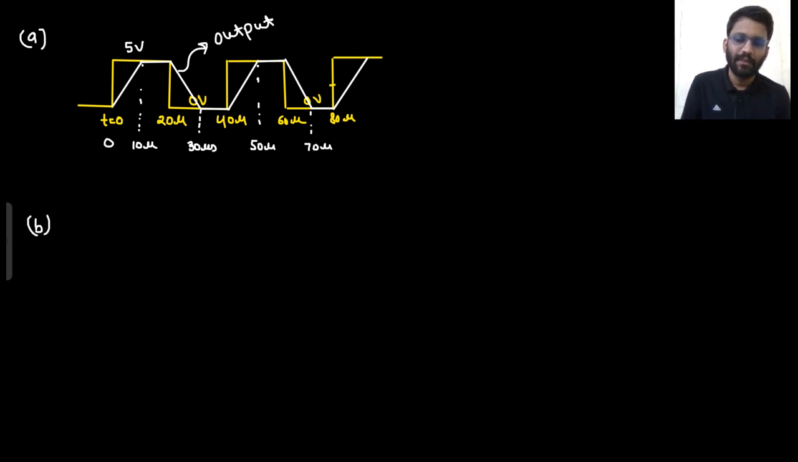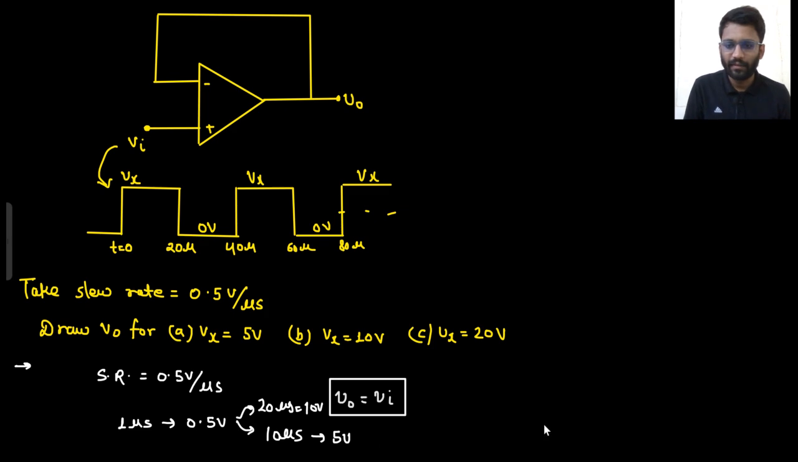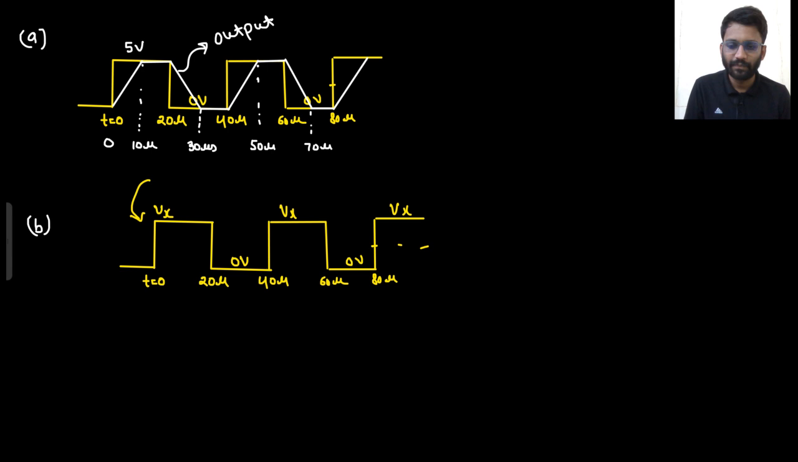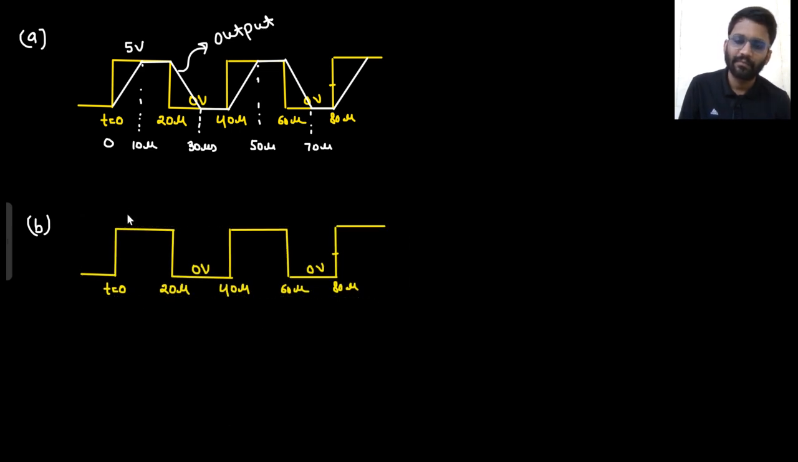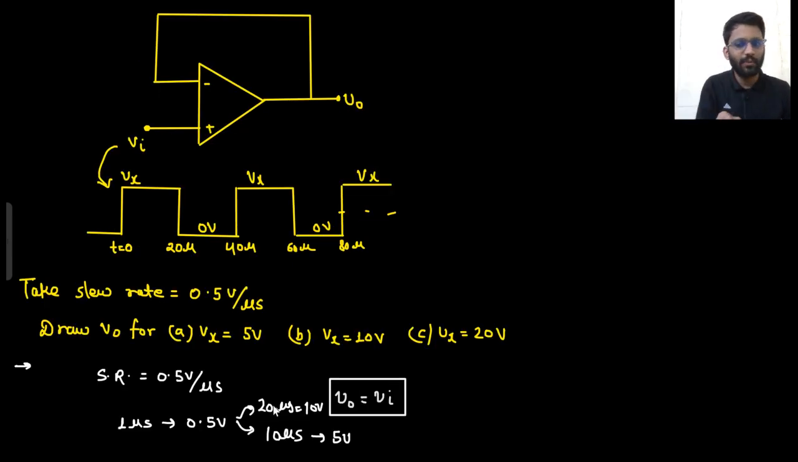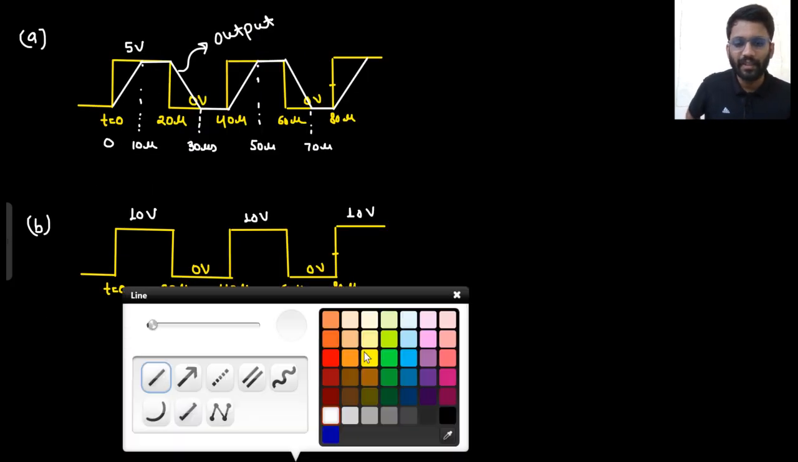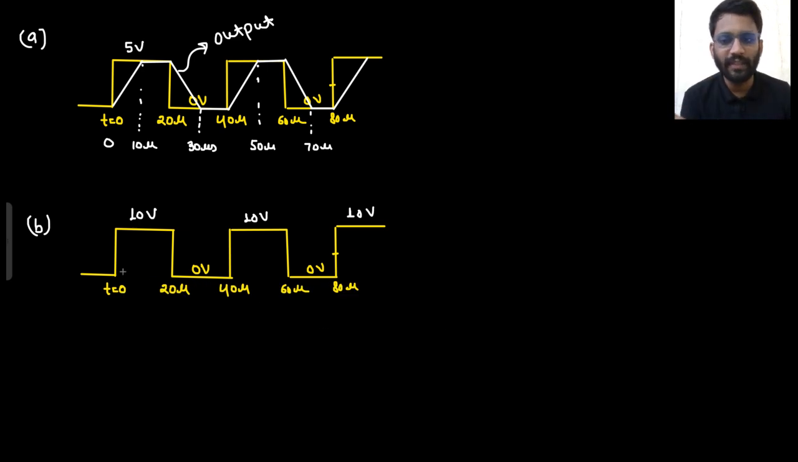Let's see the second question. In the second question, your Vx is 10 volt. So how much time will it take for the output to rise to 10 volt? 20 microsecond. In 20 microsecond, it will rise to 10 volt. So the output is following the input. The input is saying that I am going to 10 volt, so the output will say I will also go to 10 volt, but it will take me 20 microsecond.